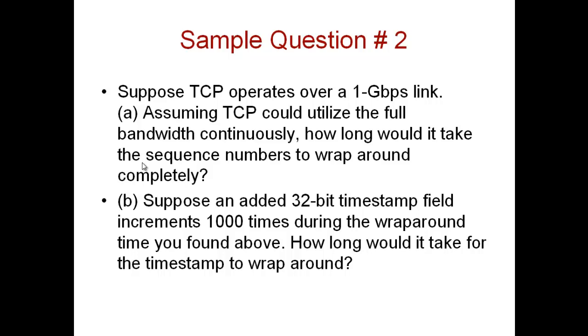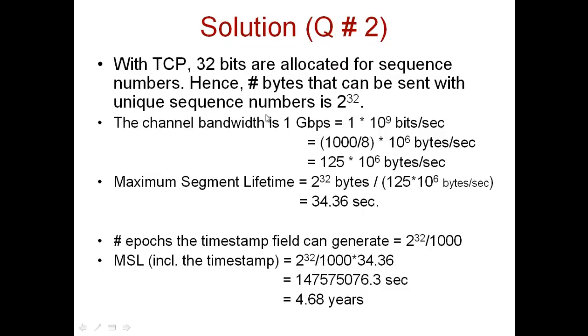Okay, so the bandwidth is given to be 1 gigabit per second, which is of course 1 times 10 to the 9 bits per second. And now I want to get it in bytes, so I have 1000 times 10 to the 6, and I'm dividing the 1000 by 8 to get it in bytes. So it is 125 times 10 to the 6 bytes per second. So essentially I can send 125 times 10 to the 6 bytes in 1 second.